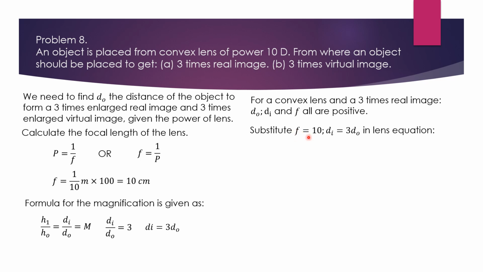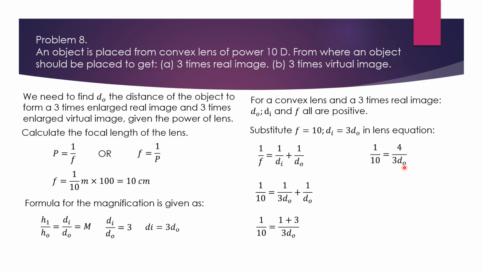Now substitute f is equal to 10, di is equal to 3 do, that's what we calculated here, in the lens equation. The lens equation is 1 over f is equal to 1 over di plus 1 over do. So substituting these values, it becomes 1 over 10 is equal to 1 over 3 do plus 1 over do. We have changed this di into do using this relation. Now 1 over 10 is equal to, with 3 do as the LCM of these two, 1 plus 3, and that makes it 1 over 10 is equal to 4 over 3 do.